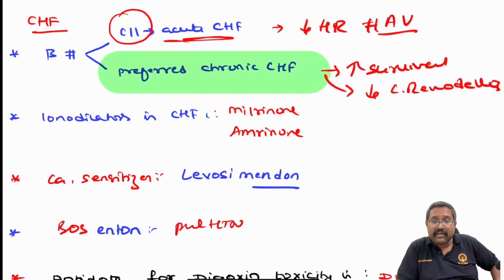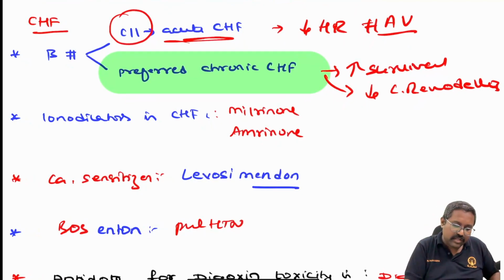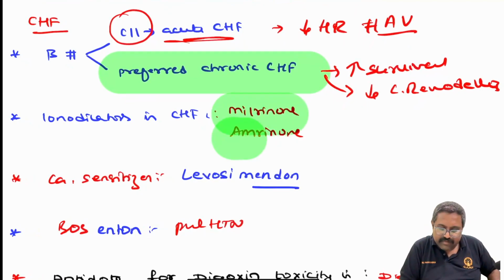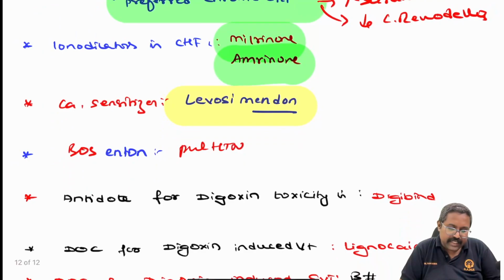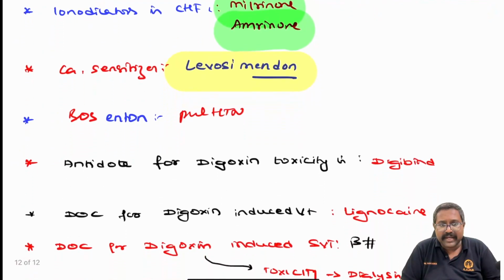Okay, what are the inodilators which are used in CHF? So we have milrinone, we have amrinone. So what is the calcium sensitizer that is useful in CHF? So we have drugs like levosimendan. And since it ends with -mendan, what is the drug which is ending with -entan? We have bosentan, which is used in pulmonary hypertension.